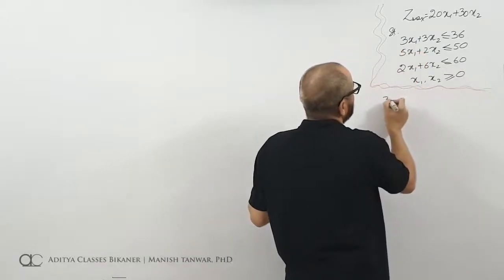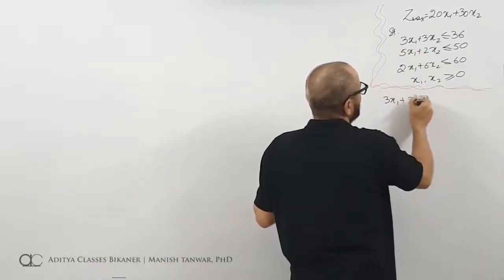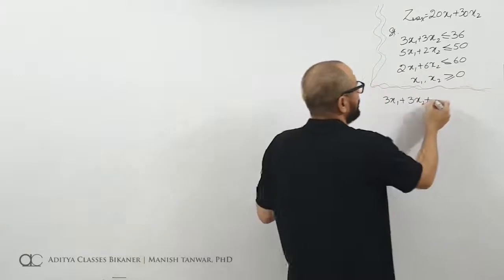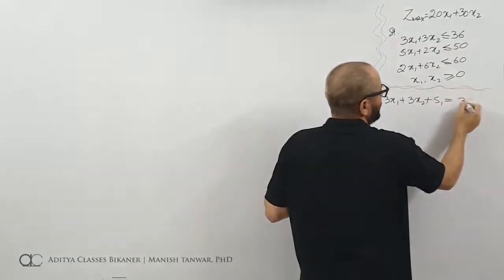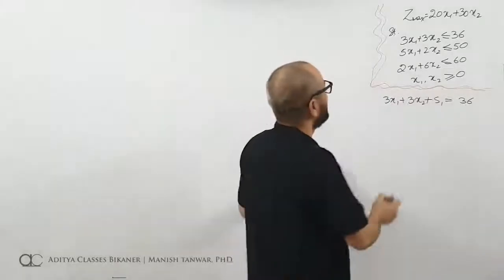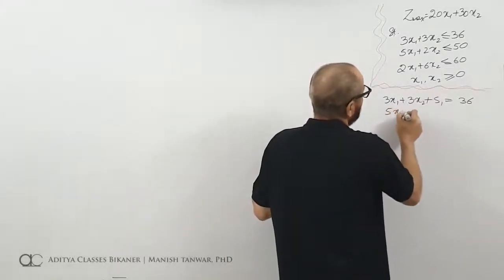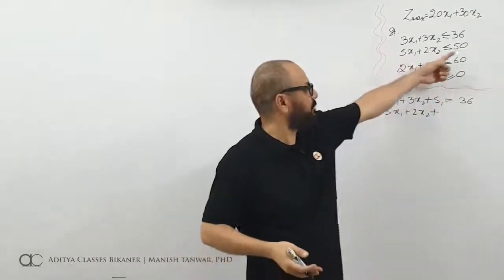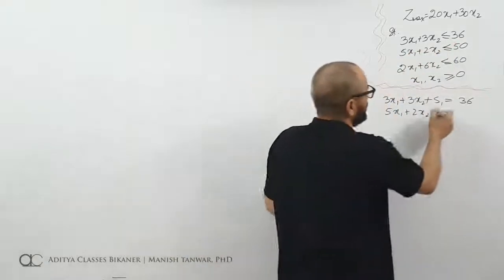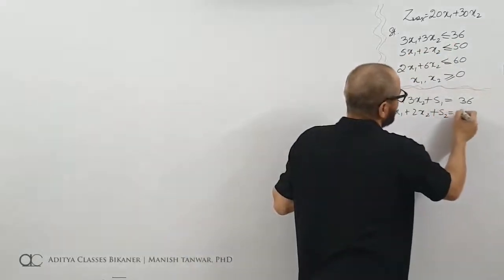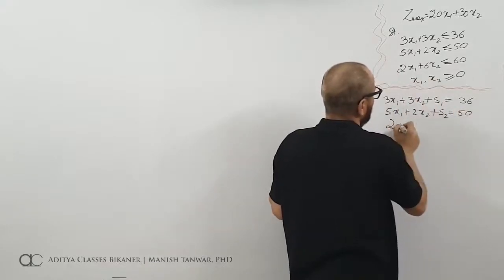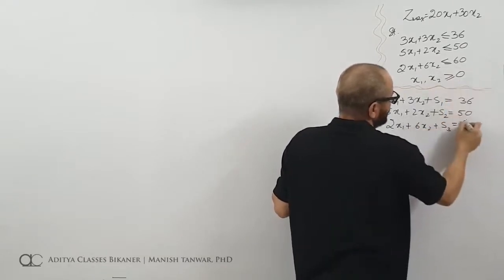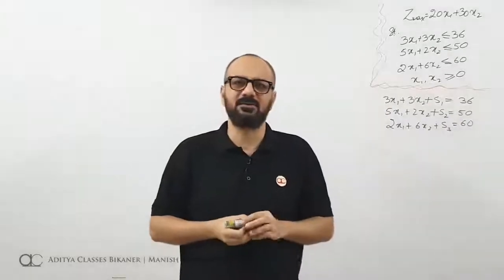So these get converted into 3x1 plus 3x2. Now this is less than 36, so I will add s1, making it equal to 36. Second one is 5x1 plus 2x2. Again I will add something over here because this is falling short of 50. This is less than 50. So this slack would be s2, equal to 50. Next one would be 2x1 plus 6x2 plus s3 equal to 60. So now I have converted all my inequalities into equalities.